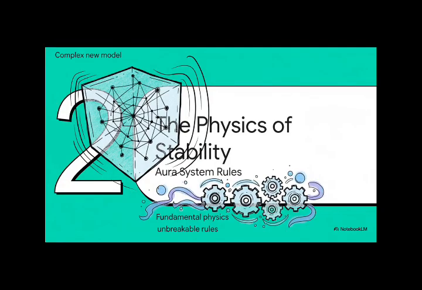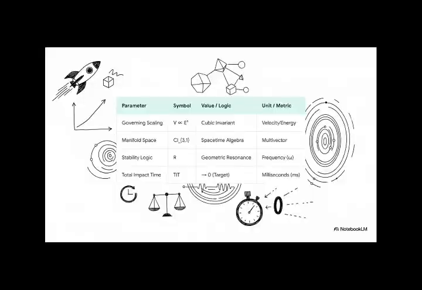Okay, so you've got this incredible new model, but how do you make it stable? How do you make it predictable? Well, that brings us to our second section, the fundamental physics that act as the unbreakable, non-negotiable rules of the Aura system. Now this table, which is known as the Brosius derivation, is basically the DNA for the system's physics. I know, it looks dense, but let's just walk through the four core rules.